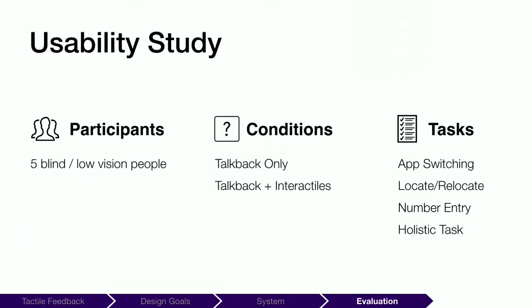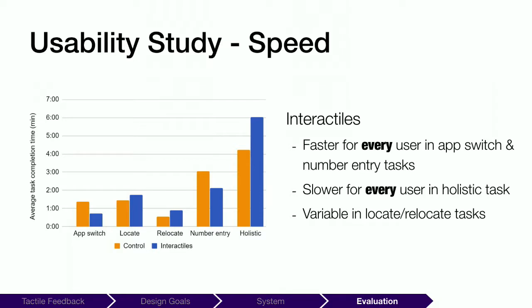For the user study, we recruited 5 participants with visual impairments to complete tasks with and without Interactiles. There are 4 tasks designed to test these 4 features. Regarding task completion speed, Interactiles is faster for all users in app switching and number entry tasks. It is slower for all users in holistic tasks. From their feedback, it is because of the learning curve to learn so many functions in a short period of time. For locate and relocate tasks, some participants find it is faster, while some didn't.